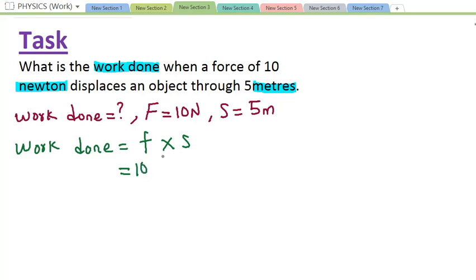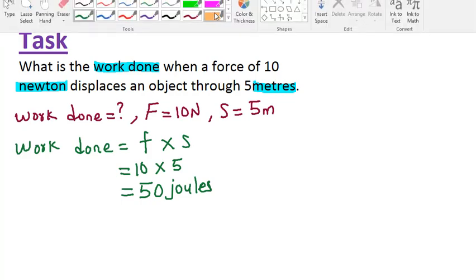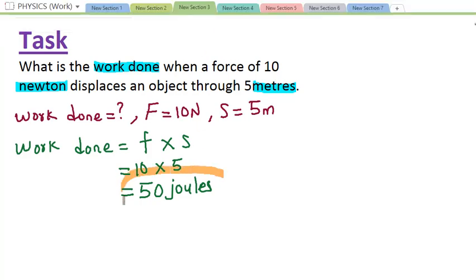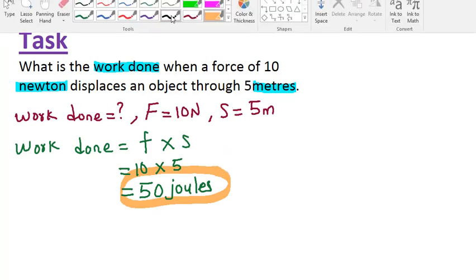Force is 10, and distance is 5. So 10 times 5 is going to give us 50, right? So 50 joules. Please don't forget to put your units, always add it. So the final answer we have here is that this will amount to 50 joules, and that is our final answer. So let's go to the next question.